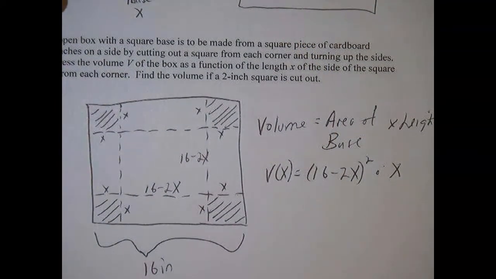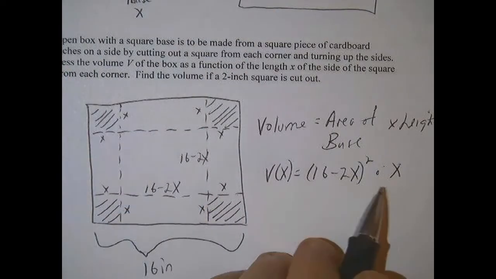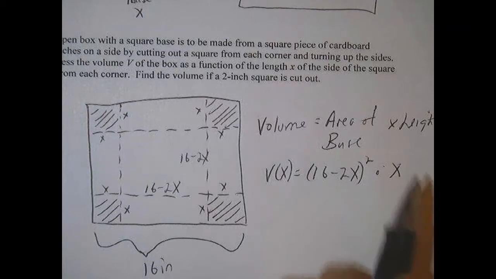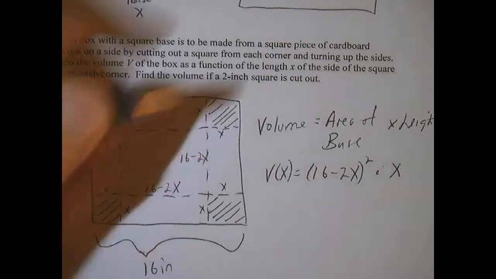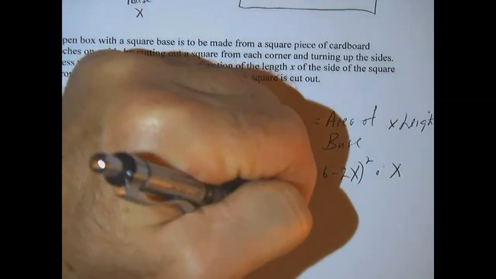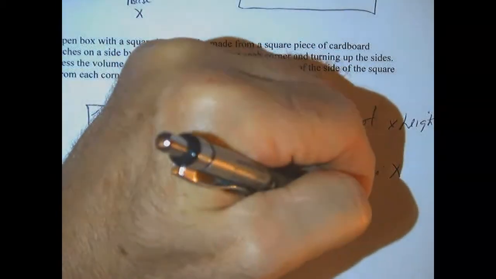We can simplify this, but this time I'm going to leave it just like that. I'm just going to put the x in front so this dot doesn't confuse, because it looks like multiplication. So I'm just going to rewrite this as the volume as a function of x equals x times 16 minus 2x squared.